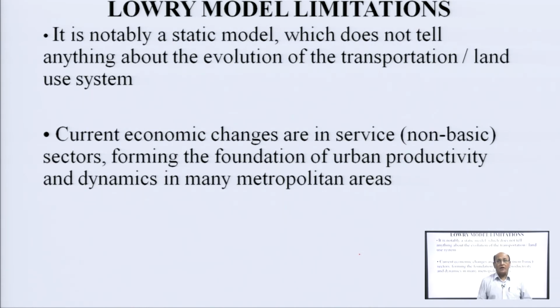Now, come to the Lowry model's limitations. Nothing is perfect and it has certain limitations. It is notably a static model, not a dynamic model, but the transportation system as a city is growing with dynamics. This is the main defect of the Lowry model, which does not tell anything about the evolution of the transportation or land use system.